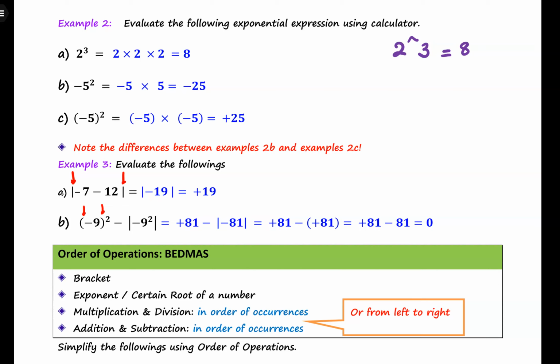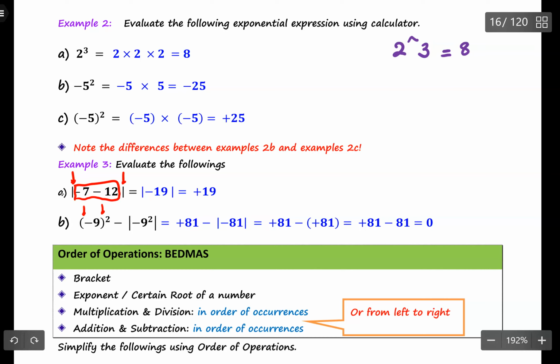So in this case, example 3a, you take negative 7, you subtract negative 12, you should have negative 19. And if you notice that you don't have an absolute value sign on your calculator, so you have to remember that with the absolute value, you can drop the negative sign, take away the absolute values and turn it into a positive number.